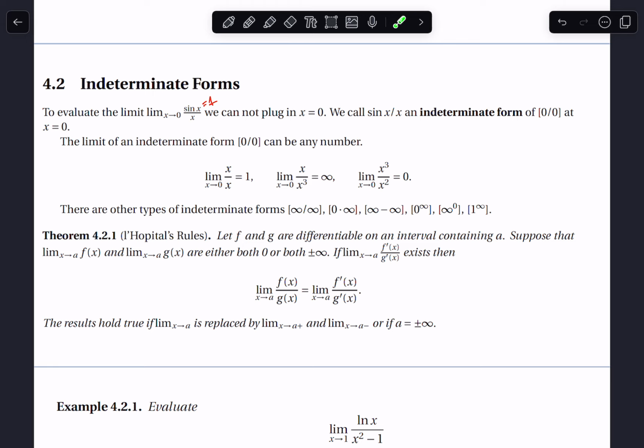So there's a very useful rule called L'Hopital's rule, and this rule allows us to compute these indeterminate forms. For example, if you have a function like f(x) over g(x), and if both of these limits are 0, or both of them are plus or minus infinity, then we can replace this limit by this limit. Okay, so we can replace f by its derivative and g by its derivative.